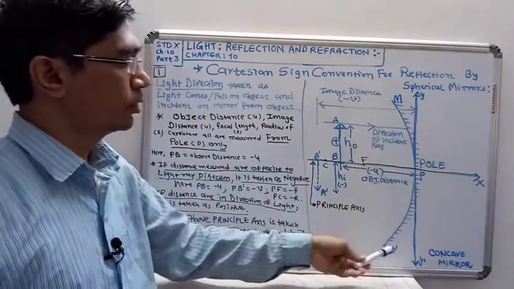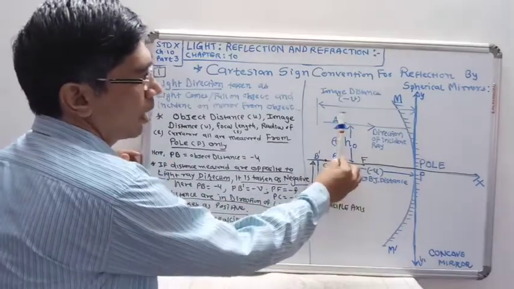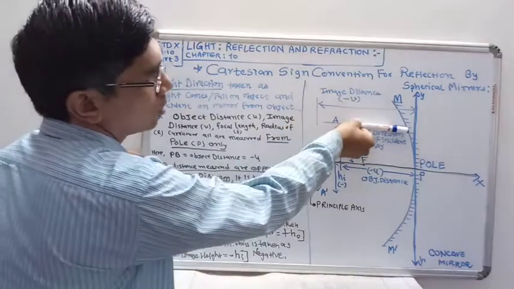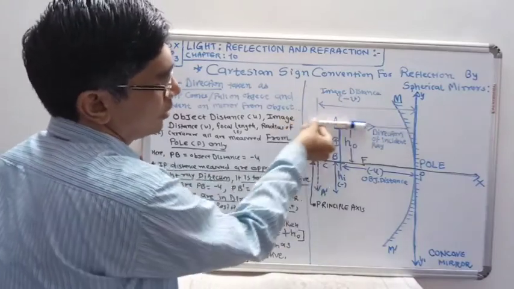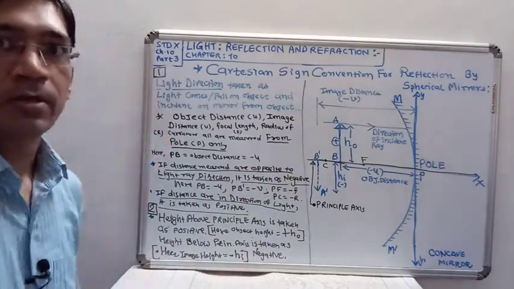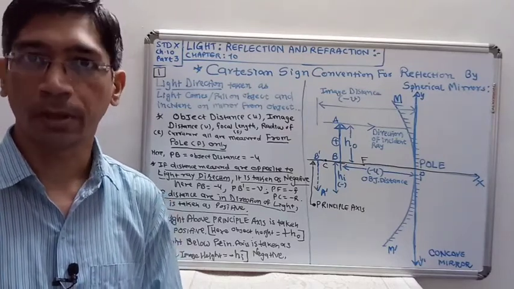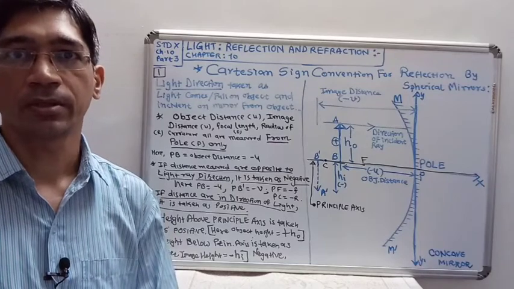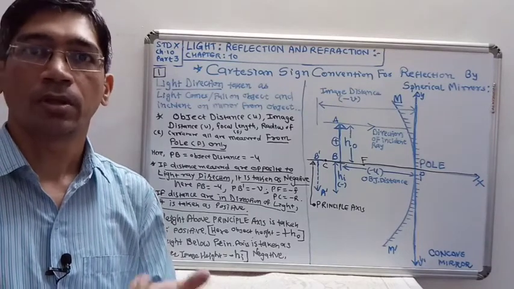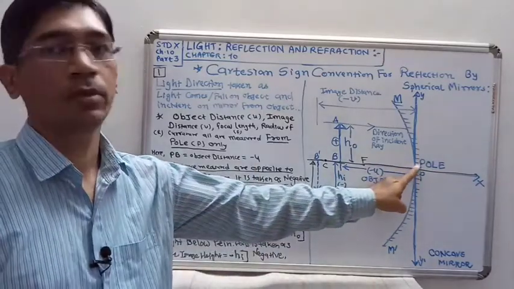In this diagram, the concave mirror is given. AB is the object, and the light is incident from the object on the mirror. This is the direction of the light incident on the mirror. Now, all distances are measured from the pole only, either for a convex mirror or a concave mirror. We measure the object distance, image distance, radius of curvature, and focal length only from the pole of the spherical mirror.